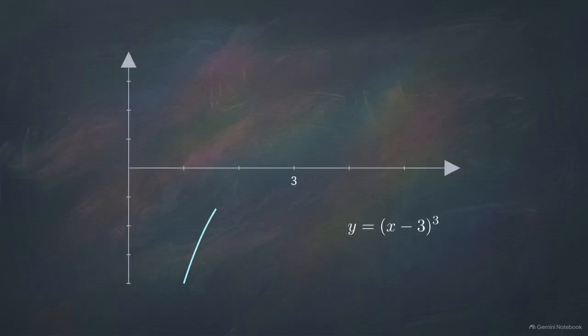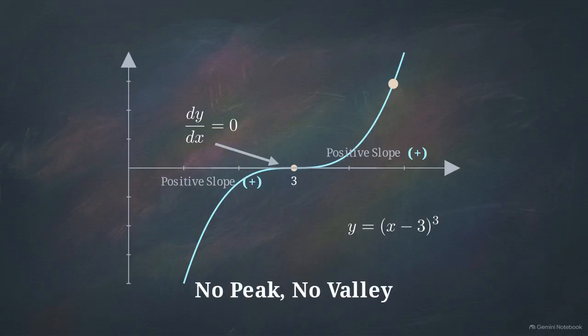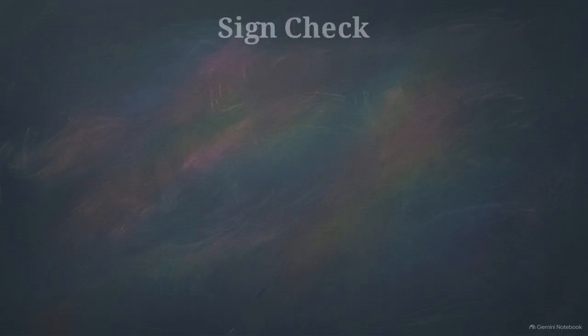Take a look at this graph of y equals (x minus 3) cubed. The derivative is 0 at x equals 3, meaning the tangent is horizontal, but the curve simply plateaus briefly before continuing upward. There is no peak and no valley. To verify true turning points, we use a sign check.